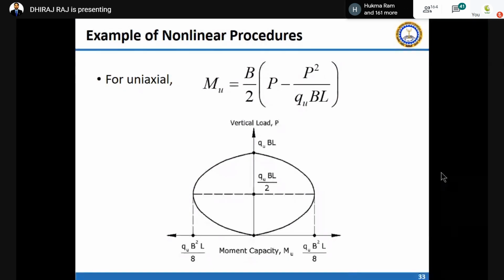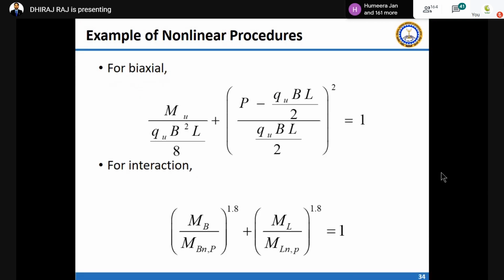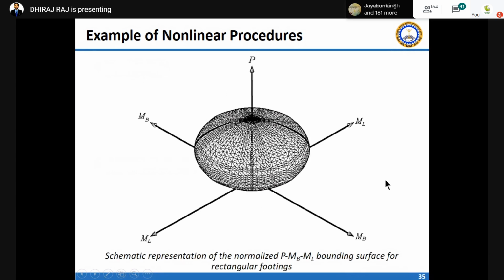For uniaxial, I'm giving you the formula. Uniaxial MU you can get directly from the vertical load, whereas for biaxial you have to use this equation. And for interaction, it is similar to the column interaction, where the column is subjected to biaxial, directional moment. So for MUB, similar equations are there for the checking of a column, as you can remember. And the exponent there is 2, but here it is 1.8. So this is finally the model which you come up with by applying all these formulations. It looks something like a rugby ball or football, you can say.